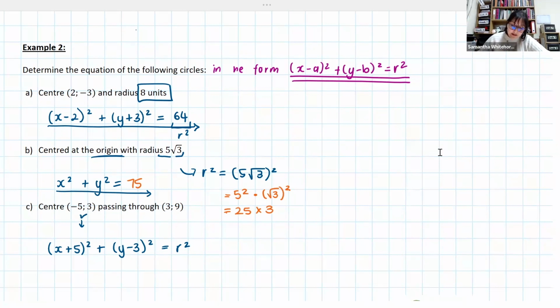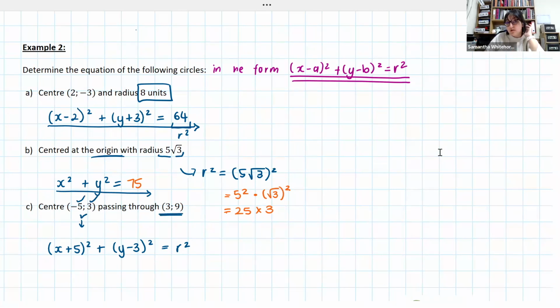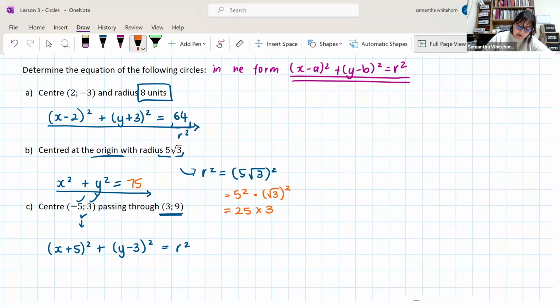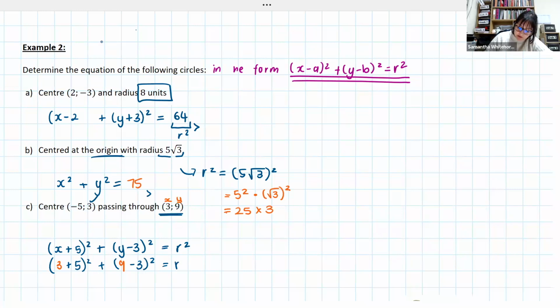Nice, guys. Exactly. You sub in the point. Remember, in math, we don't give you useless information. You have used the center. That's done. It's in there. What we haven't used yet is the 3, 9. Use it. Substitute it in. So in place of x and y, we're going to substitute in those values. So 3 and 9. So we've got 3 plus 5 squared plus 9 minus 3 squared is equal to r squared.